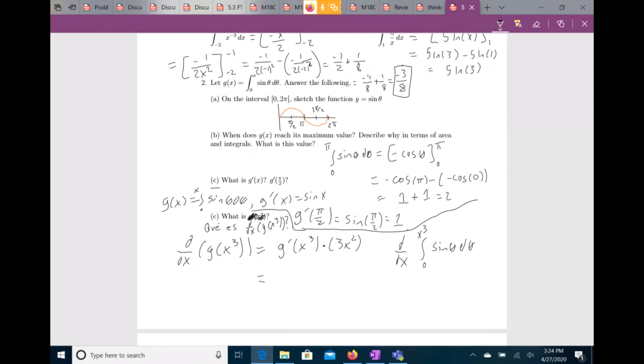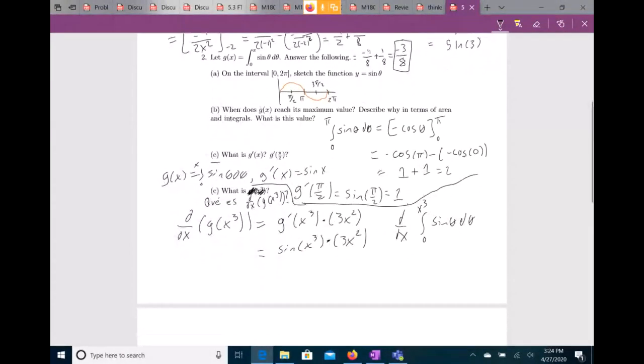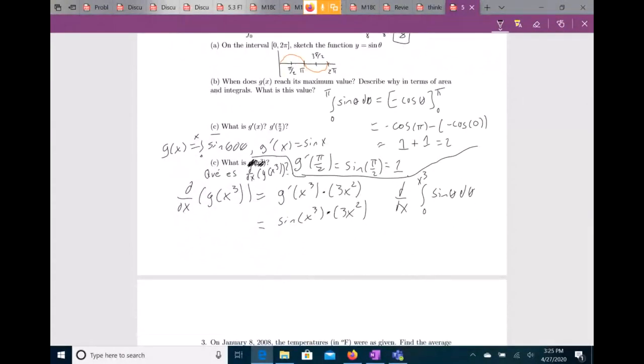Okay, so you basically plug in x cubed for x rather than x. And then you just have to remember to multiply by the derivative of x cubed. Indeed. Couldn't say it better.